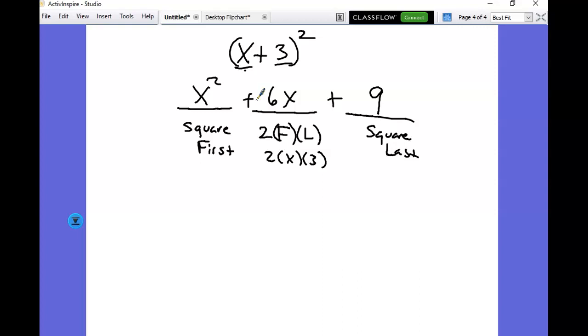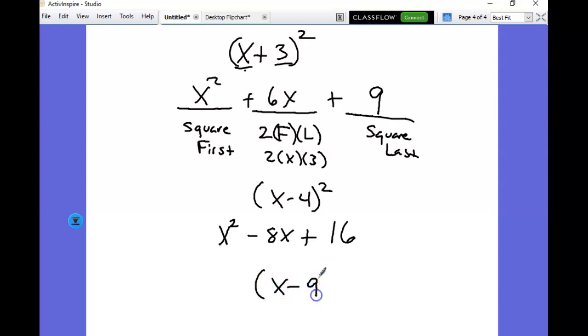So let me demonstrate another one for you. Ready? Let's say x minus 4 squared, right? If you square x, what do you get? Last term. Middle term will be x times negative 4 times 2. There it is. So it's much faster than foiling or doing the box method, so you want to be familiar with it. Okay? Let's just practice one real quick. Try this one. x minus 9 squared.